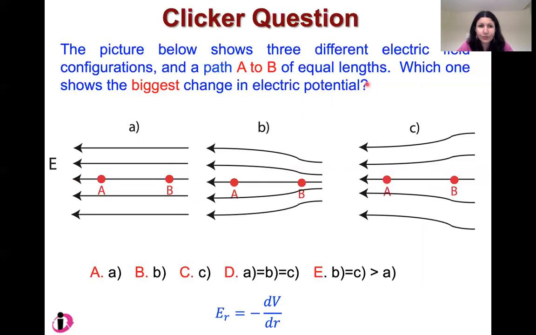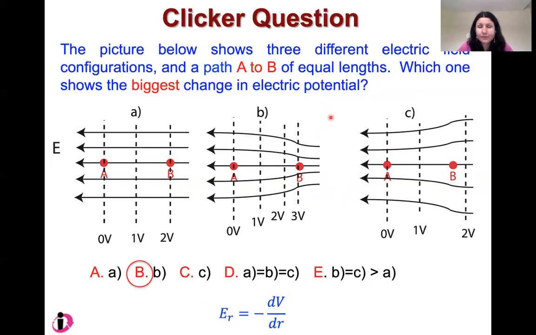So the question is, which shows the biggest change in electric potential when you move from A to B? Think about this, and again, this equation should help you with that.